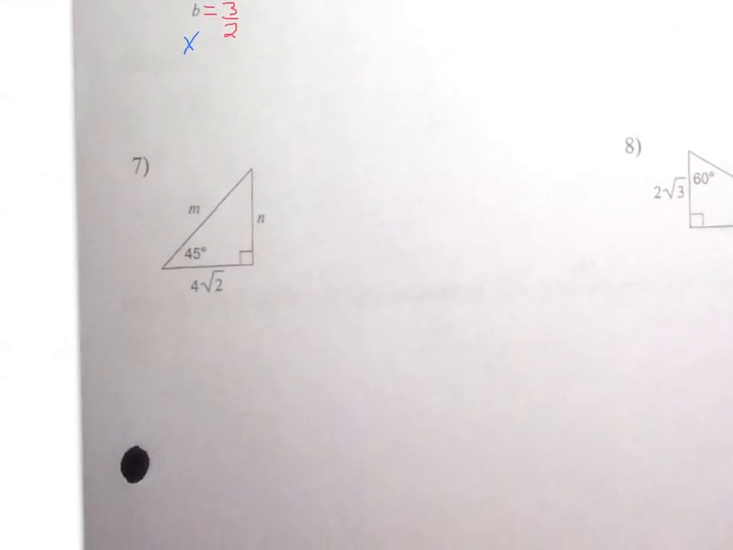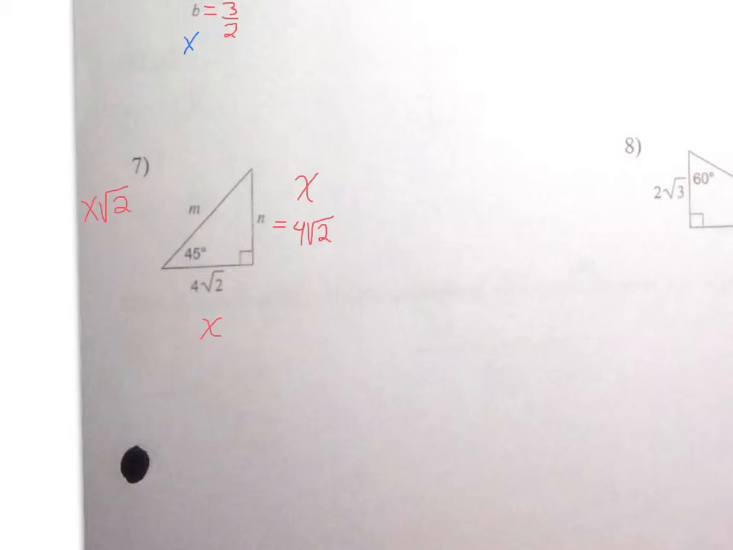Number 7, here, the rule says the pattern is x, x, and then it's x square root of 2. So the 45, 45, 90 has a square root of 2, and the 30, 60, 90 has a square root of 3. Just remember that tip, okay? So if this side given is 4 square root of 2, then the other side should be the same thing. So n is 4 square root of 2.